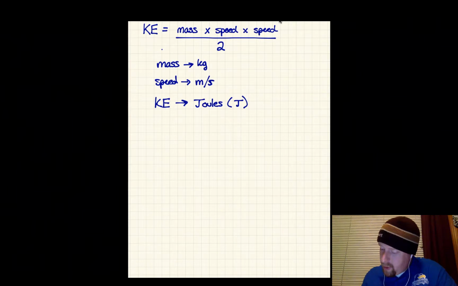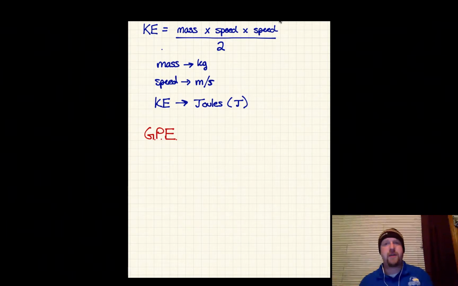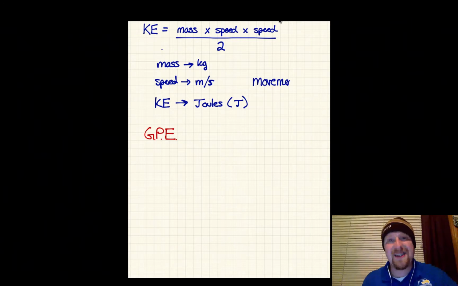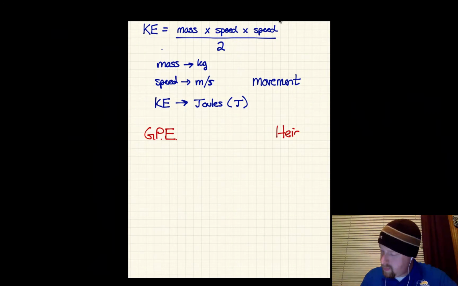Today we're going to look at a brand new equation for gravitational potential energy, GPE. Gravitational potential energy is not the same as kinetic energy. Kinetic energy is all about movement. Gravitational potential energy is different. It is all about height. Let's go ahead and get started.